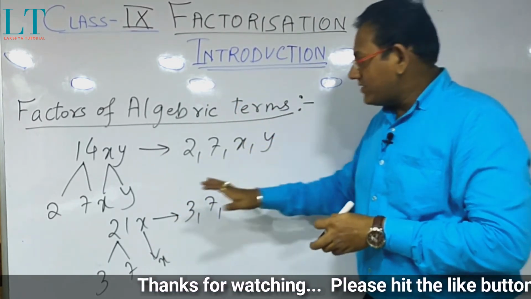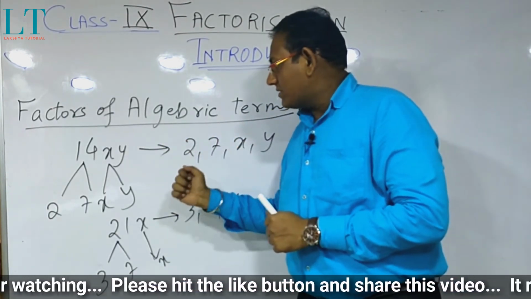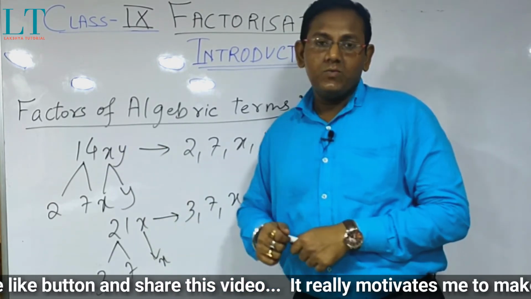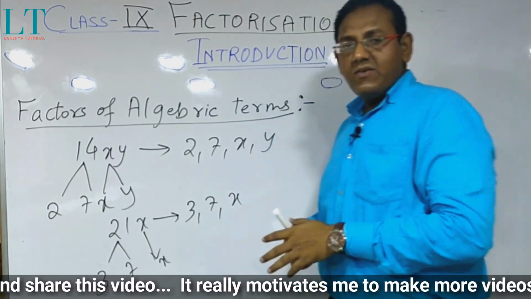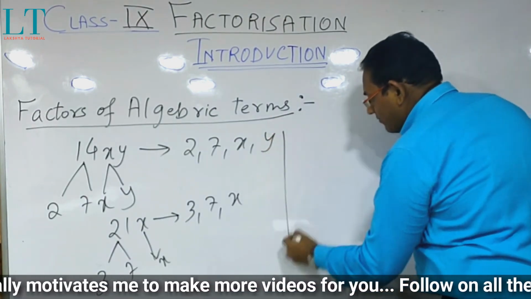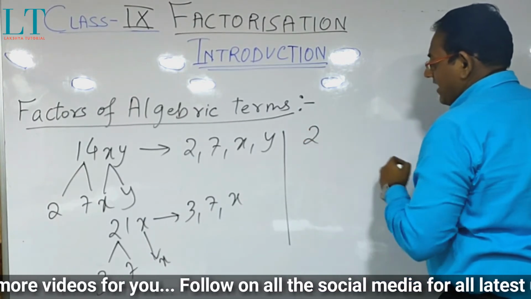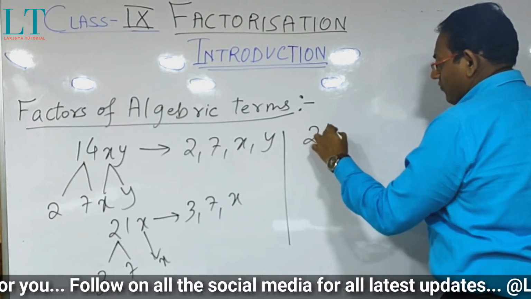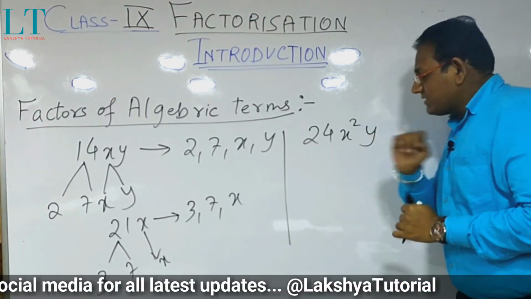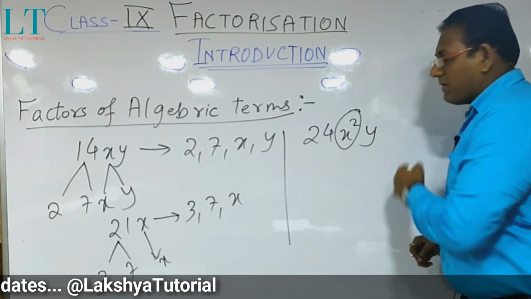So we understood how to factorize, or what the factors are of an algebraic expression like 14xy, similarly 21x. In the same way we can factorize any number of expressions. Let us take one more example: 24x square y. Why am I considering this example? Because there is a power over here, and I need to discuss this power also.